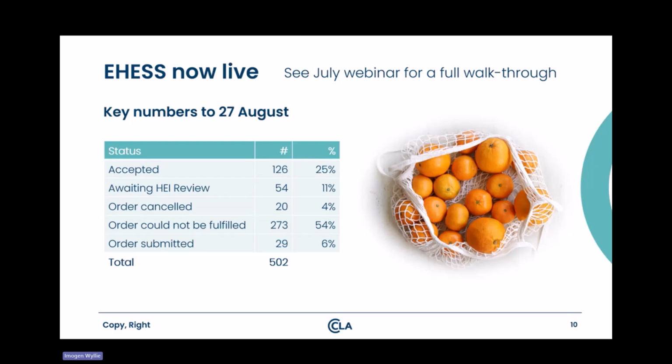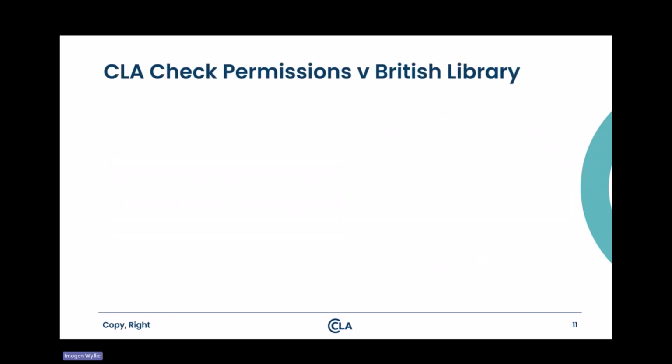You can see the numbers there. About 25% are now all the way through and available to you to use. There's 11% sitting with you to review. The 29, or 6%, were, as of Tuesday, still with us and the British Library to process. I do like numbers, so hopefully that's a little bit of an insight.